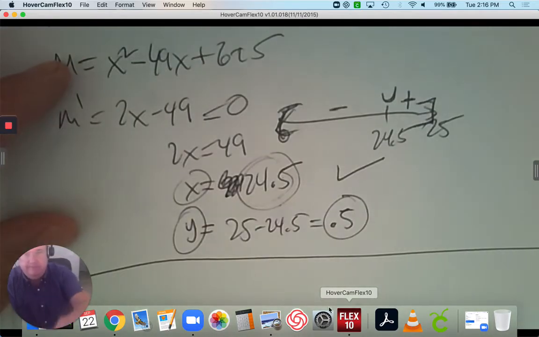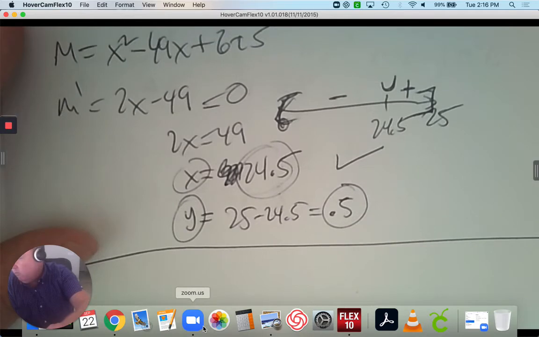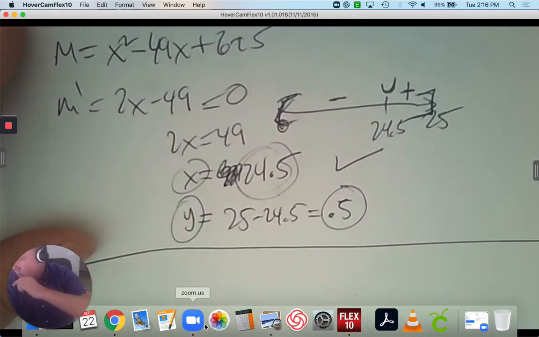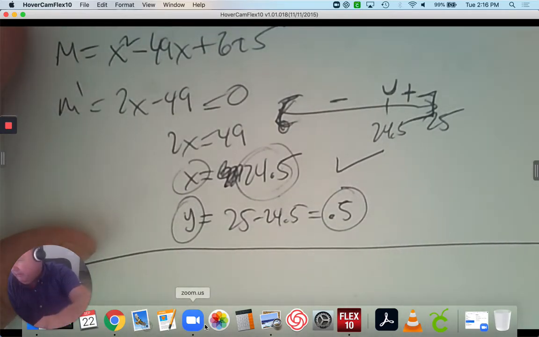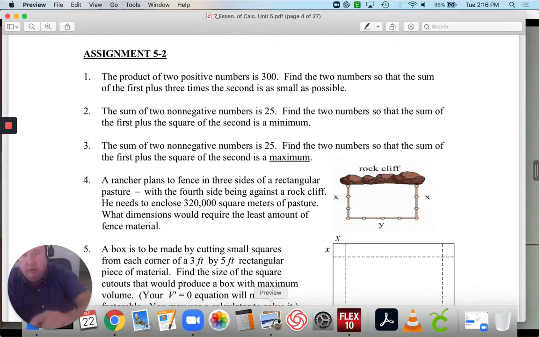Number 3. I think number 3 is connected to what we did. Let's see. So number 3 says the sum of the two non-negatives, find the two numbers such that the sum of the first and square of the second is the max. So it's the same question as number 2, but where you're looking for the maximum. So if you're looking for the maximum, what we just found was the minimum. I have to use the end values.